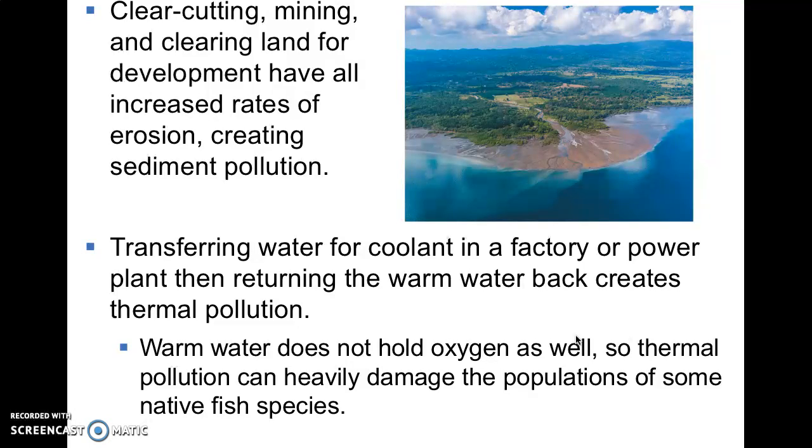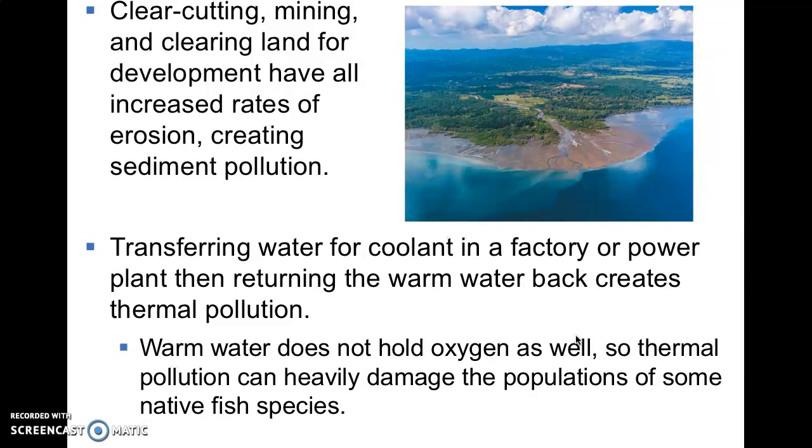Then we have what's called thermal pollution, which is when the temperature is different than what it naturally is in a given area. This can happen when transferring water for coolant in a factory or power plant, then returning the warm water back. Basically, we would take cooler water from a body of water and use it to run past machines or in a power plant to cool down the machinery. And then after that water has taken some of the heat off of the machinery, its temperature is increased, but then we put it back into the body of water we took it from, and now it is warmer, which changes the body of water.